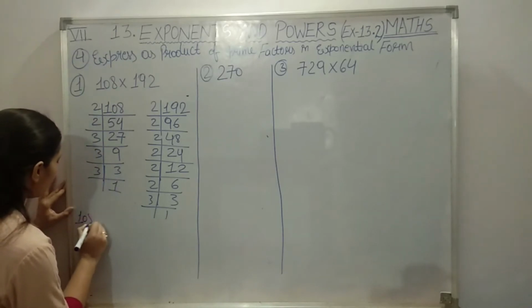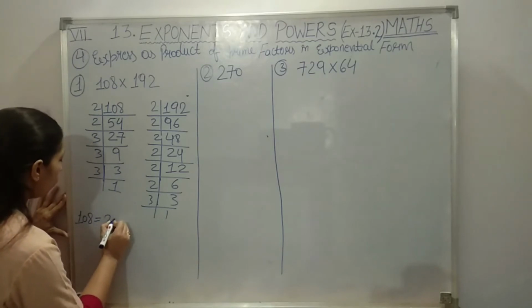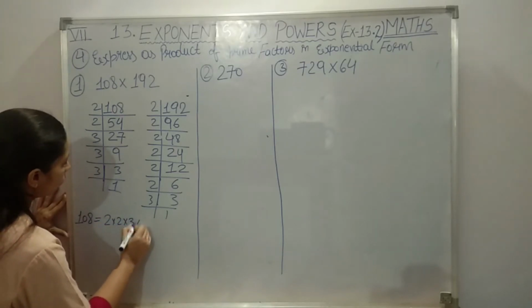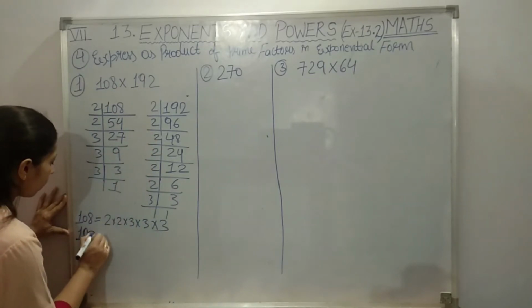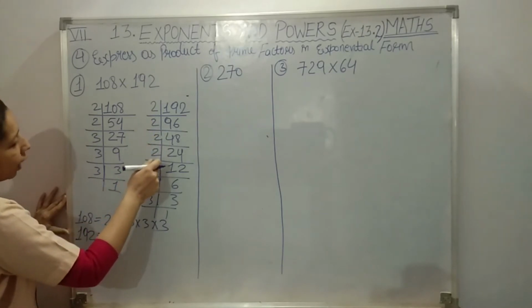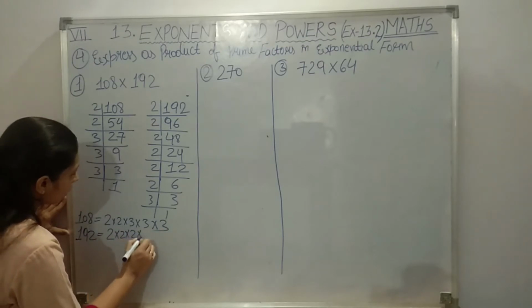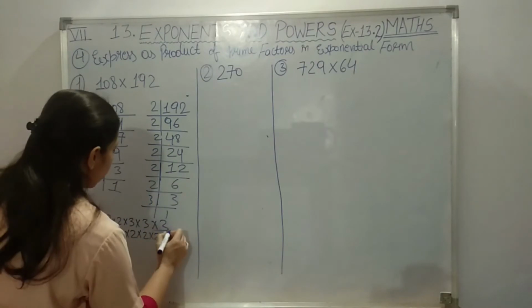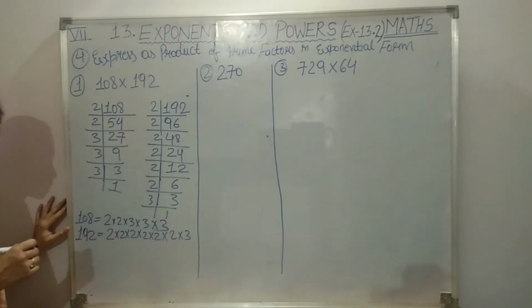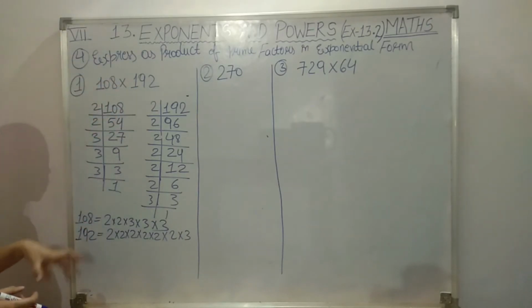For 108 we got 2 times 2, 3 times 3. So 2 into 2 into 3 into 3 into 3. Fine. Now let us write for 192 also. 1 2 3 4 5 6. So 2 6 times. 1 2 3 4 5 6 and a 3. Clear students? Now they are in multiplication, means they are together. So here also you are going to write the product of prime factors together only.